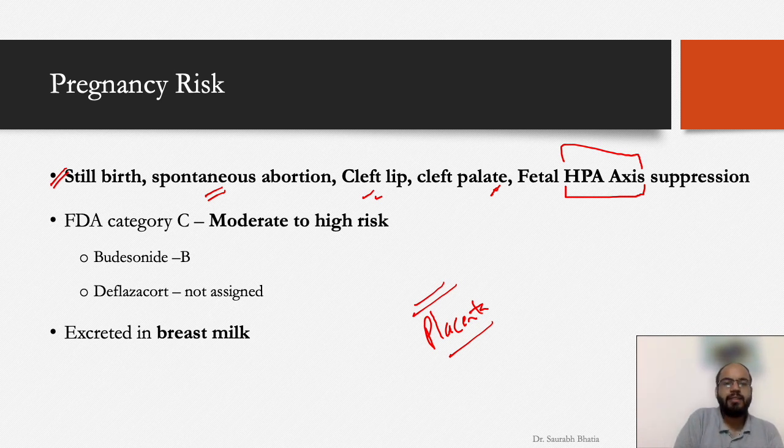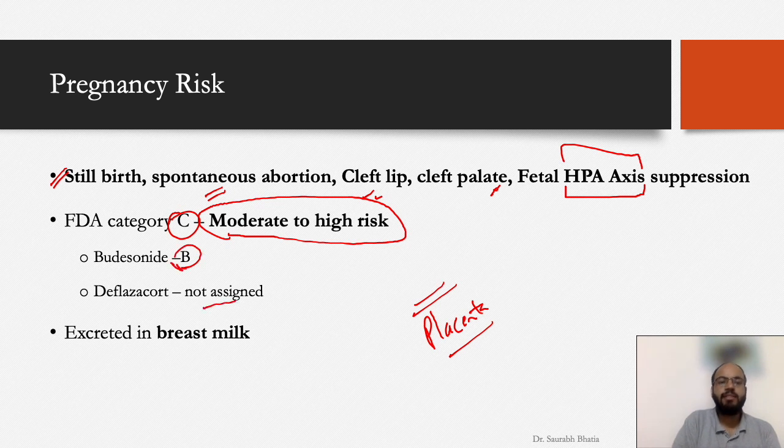The newer pregnancy category is moderate to high risk. The older one is category C, except budesonide, which has B, and except deflazacort, for which a previous category was not assigned. But the newer category, as per the newer classification of risk during pregnancy, is moderate to high risk. Steroids are also secreted in breast milk, so keep that in mind while prescribing steroids to lactating mothers.